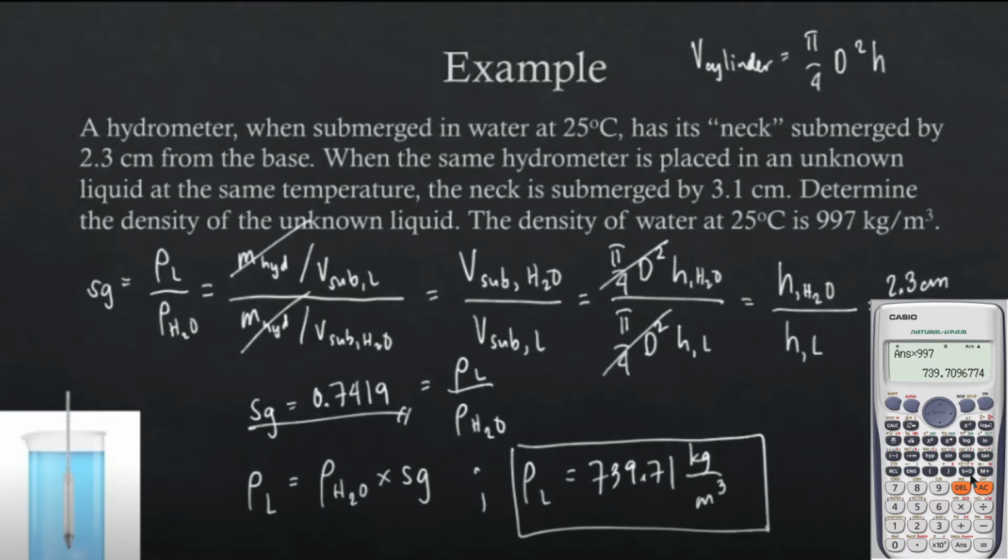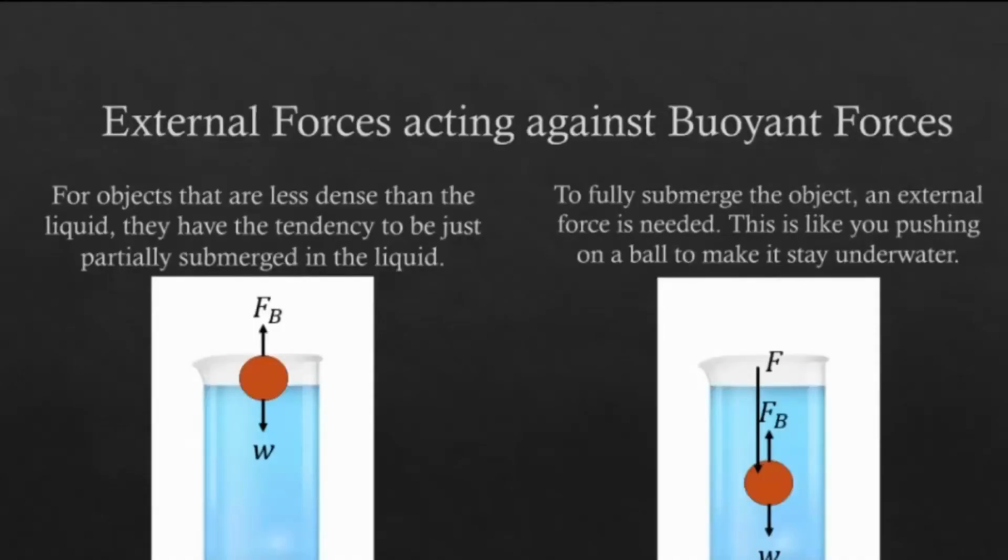And that is how hydrometers operate. Hydrometers give us a convenient way of determining the density of an unknown liquid in reference to the density of water at the same temperature. And that works through the concept of buoyancy. In the previous problem concerning a hydrometer, we just wanted to determine the natural submersion of the neck of the hydrometer. That means that there are no other external forces acting on the hydrometer except the weight and the buoyant force. Let us discuss what happens when there are other forces aside from the buoyant force and the weight.